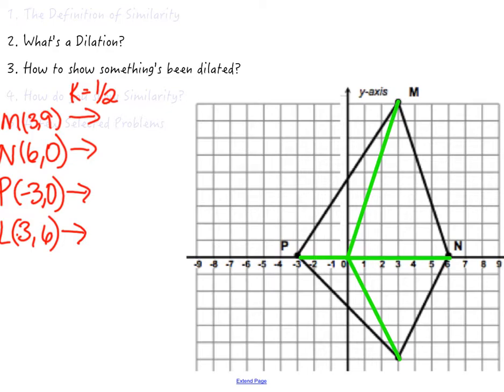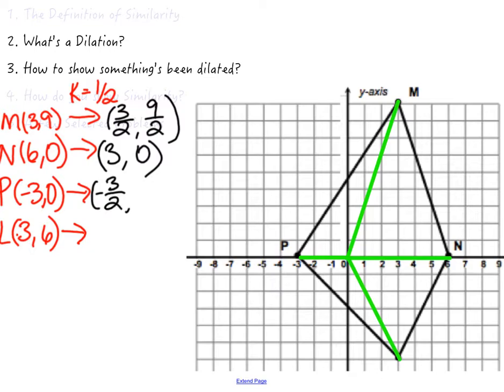If we take 3 times a half, we'll get our new one to be 3 halves and 9 halves. And can you tell us how you're getting that? What did you do? So I took 3 times a half. Okay, so you're just multiplying the vertex by that K factor. Correct. And I'm mapping over here while you were giving some coordinates. And then we also have 3 halves, and then that last one is 3.